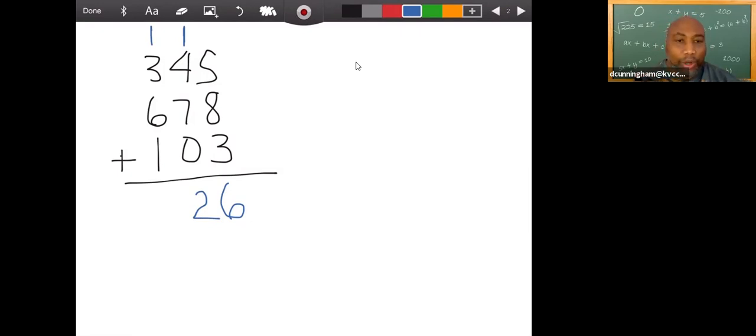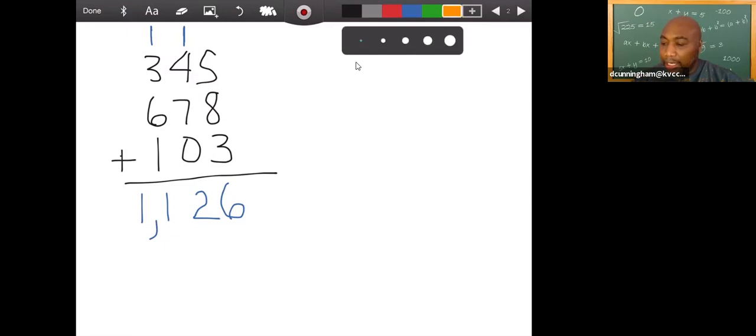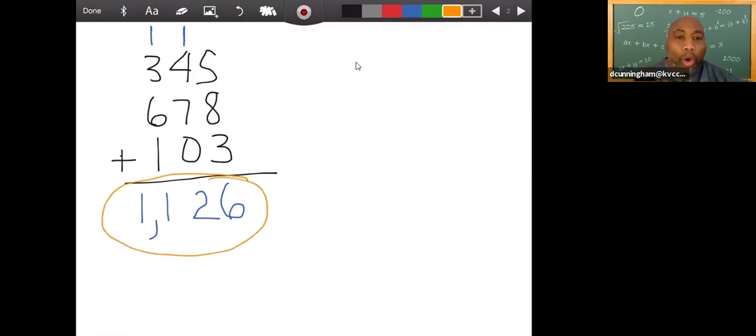Now we add 1 plus 3 plus 6 plus 1. 1 plus 3 is 4. 4 plus 6 is 10, plus 1 is 11. And so we just put down the 11, put our comma, always put our comma there. And so our answer is 1,126. That is the sum that we get. A lot of times we like to circle our answer so whoever's looking at our work can understand where the answer is located. And so that's how we add whole numbers.